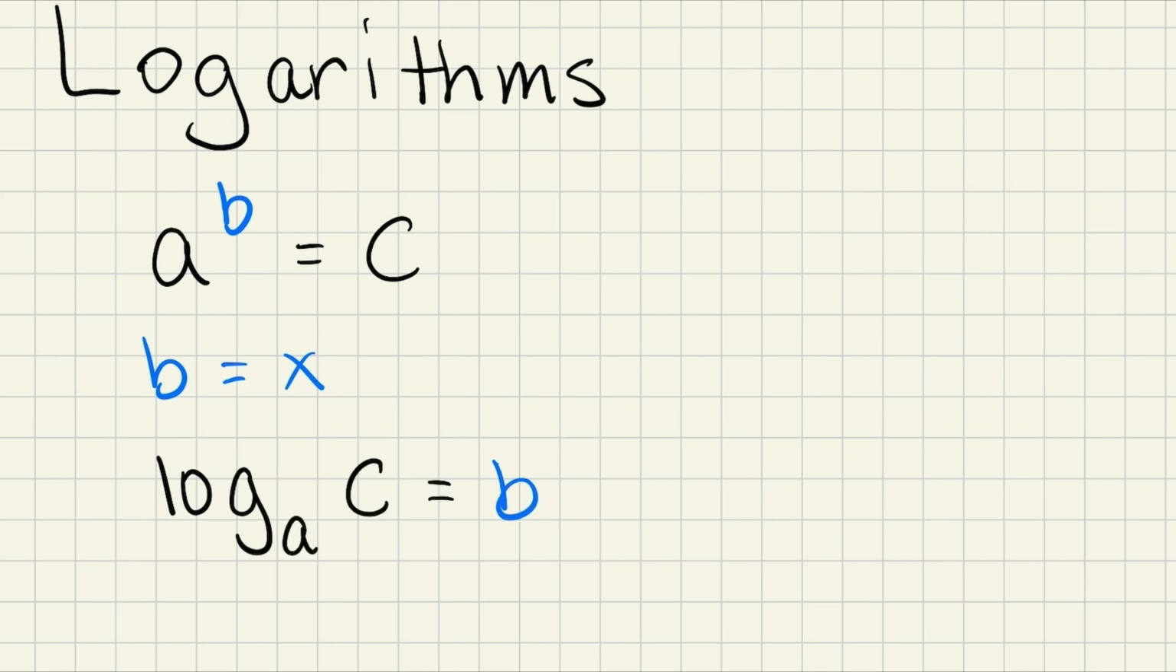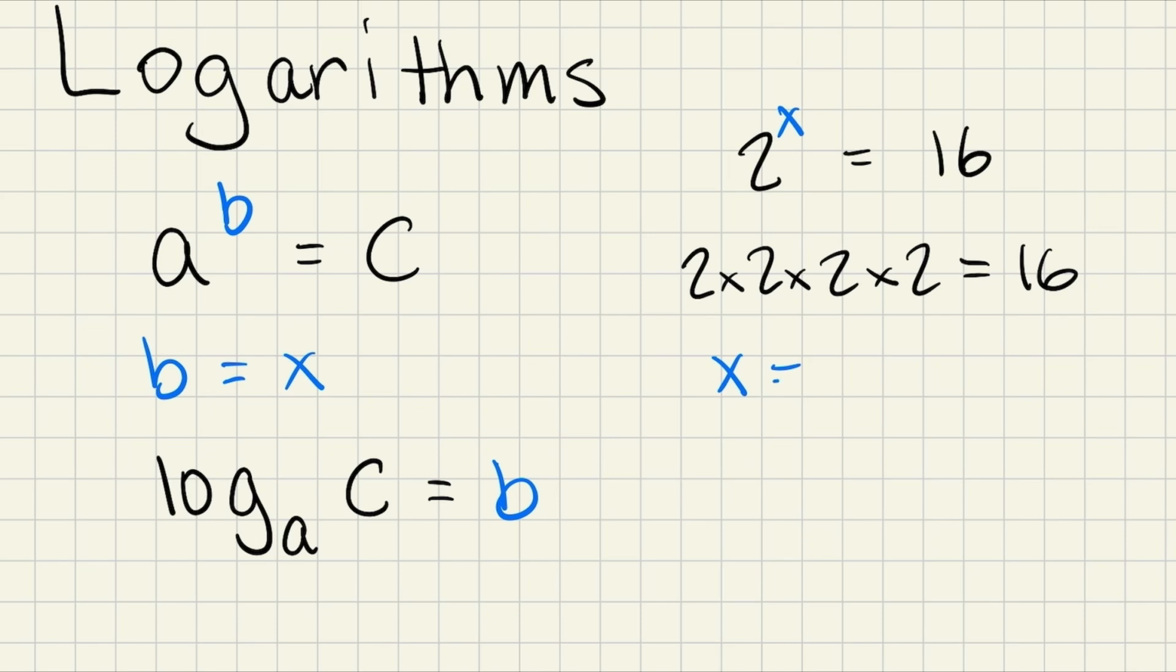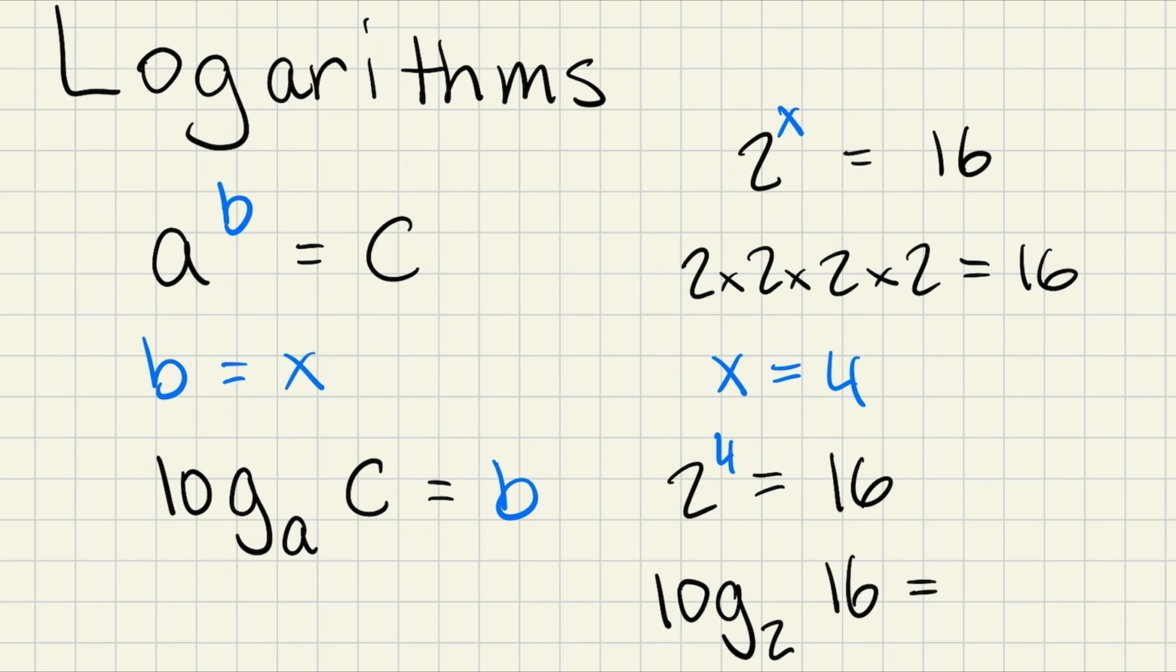Let's go back to our earlier example, 2 to the power of x is equal to 16, our exponent problem. And now we're going to shift the unknown to x being b. We're asking, how many times do we multiply 2 by itself to get 16? And here the answer is 4. 2 to the power of 4 is equal to 16, or log base 2 of 16 is equal to 4.